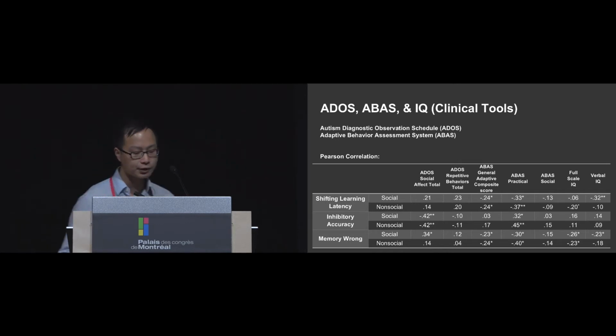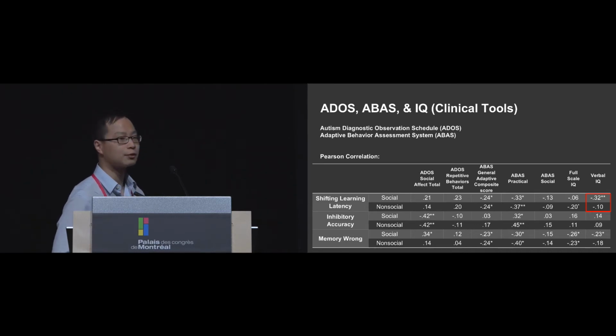As you can see, the first row is the shifting learning latency, which I mentioned in the previous slides, and it is highly correlated with the ABAS general score and ABAS practice score. Also, the social shifting learning latency is highly correlated with verbal IQ, but the non-social one is not. You can find a similar pattern in the inhibitory game and the memory game. This suggests dividing the game into a social part and a non-social part is very valuable for learning about autism.